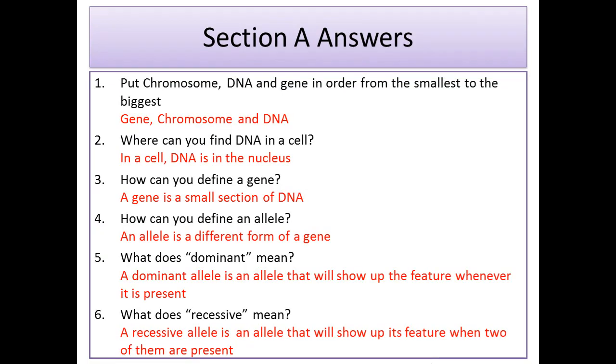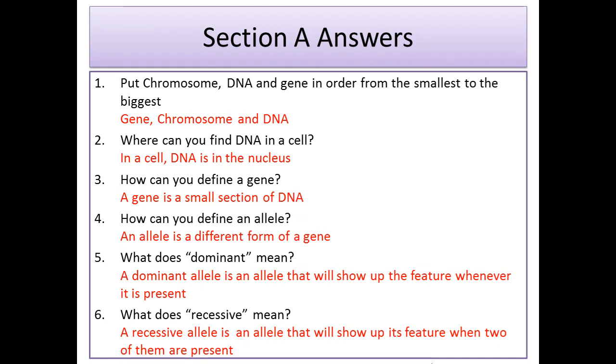Okay, about section A. Put chromosome, DNA and gene in order from the smallest to the biggest. The smallest is gene, then we have chromosome, and then we have the whole DNA. Where can you find DNA in a cell? In a cell, DNA is in the nucleus. How can you define a gene? A small section of DNA. How can you define an allele? It's a different form of a gene.